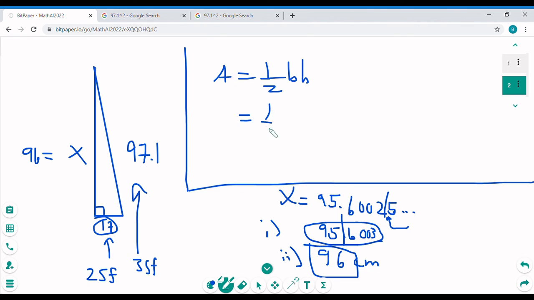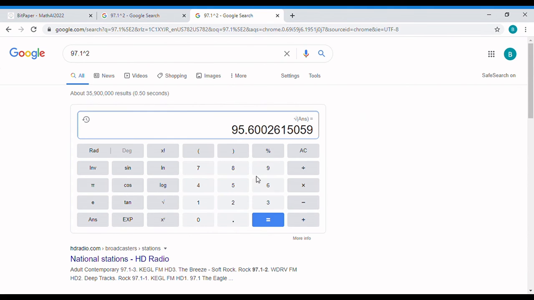So this is going to be 1/2 times the base, which is 17, times the height, which is that really long number, 95.600... So let's go over here. We still have that number saved, so we times it by 17, divide it by 2, to get 812.6022. Now, before I go back to the other screen, remember, the original problem had 2 significant digits.